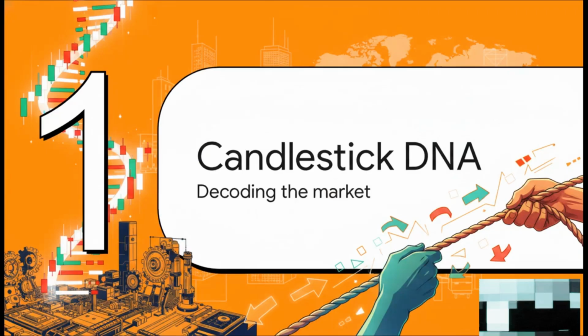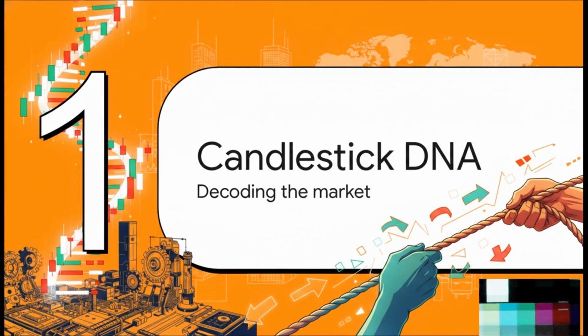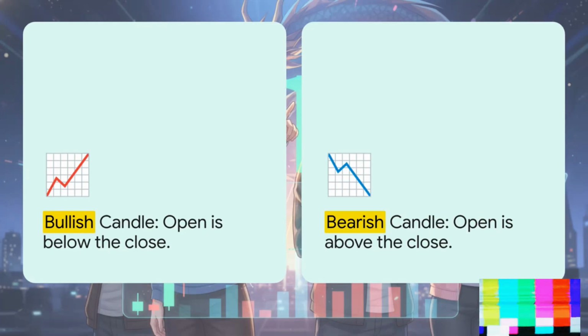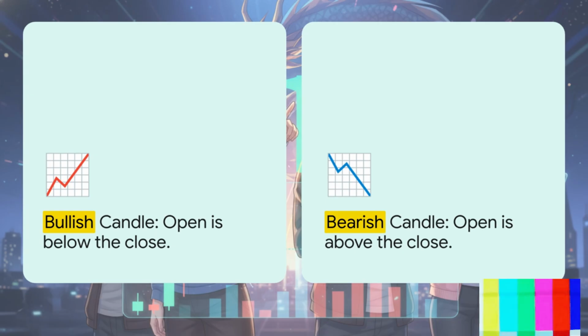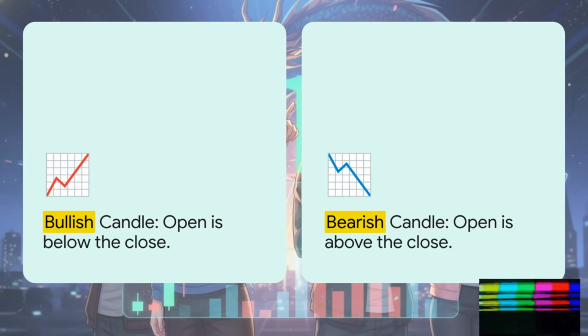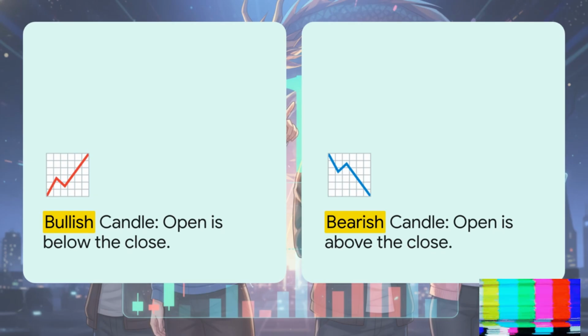All right, Section 1, Decoding Candlestick DNA. Before we can read the broader market, we really have to understand the micro-level tug-of-war happening every single second between buyers and sellers. Every candlestick shows 4 vital data points for a given session: the open, the high, the low, and the close. For a bullish candle, which is typically green, the crucial takeaway is that the price opened low and closed high. Basically, buyers were completely in control of that session. Conversely, the bearish candle, which is typically red, shows the exact opposite story. The open is at the top, and the sellers aggressively smash the price down to close lower.